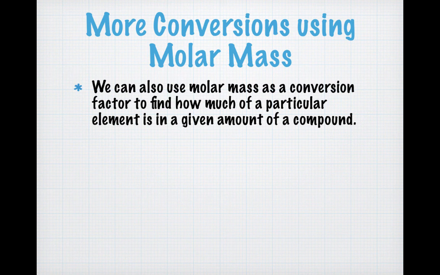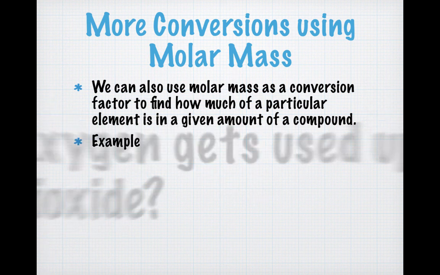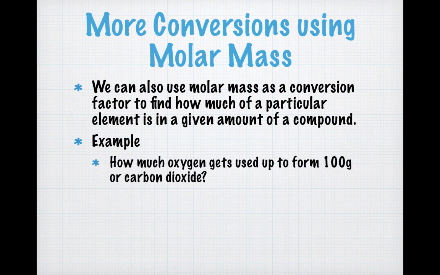Now what can we do knowing that? Well, we can still use molar mass as a conversion factor, kind of going back the other way, to find out how much of a particular element is in a given amount of a particular compound. So as an example, how much oxygen gets used up to form 100 grams of carbon dioxide? And this is something that we'll work out in class as well.